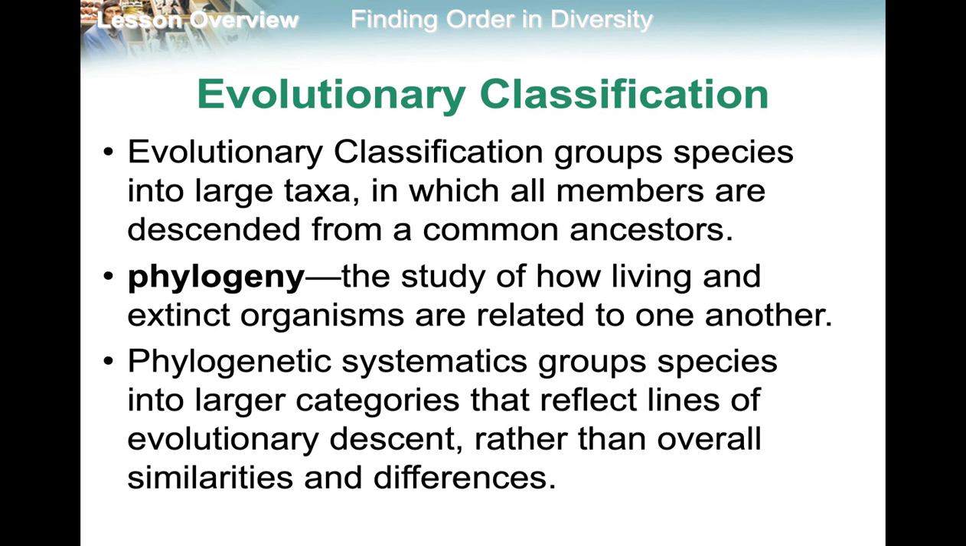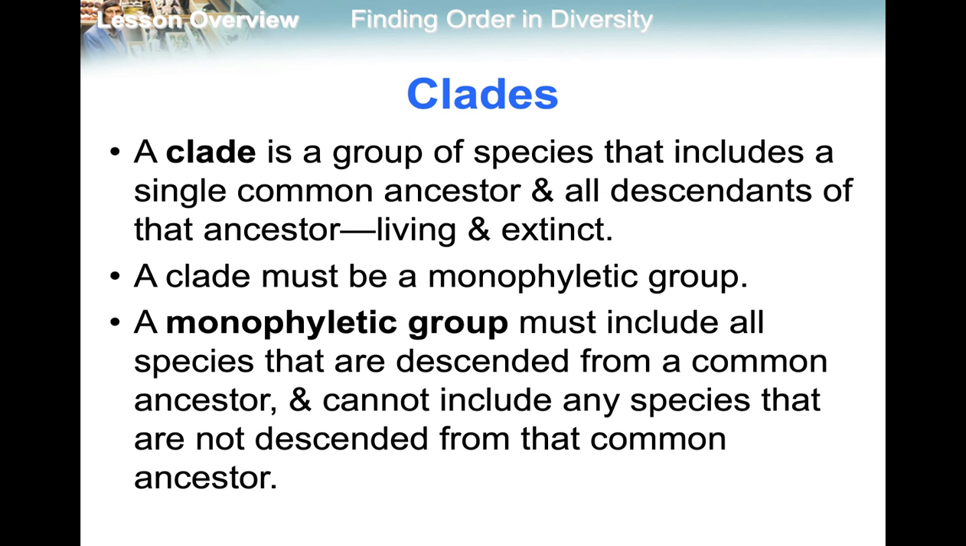A phylogenetic system is grouping species into larger categories that reflect the lines of evolutionary descent rather than the overall similarities and differences. A clade is a group of species that includes a single common ancestor and all descendants of that ancestor, living or extinct. A clade must be a monophyletic group. This means that all the species are descended from a common ancestor, and they cannot include any species that are not from a common ancestor.